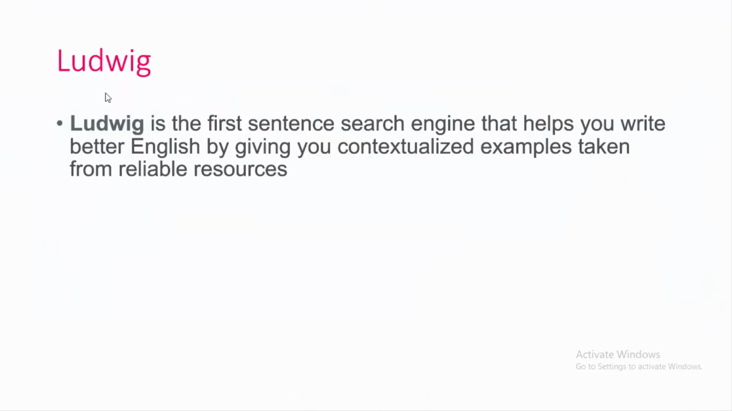Now the next software I want to talk about is Ludwig. It's a software which tells you, for example, I have written a sentence, so it tells me how other people have written the same sentence. As it says, Ludwig is the first sentence search engine that helps you to write better English by giving you contextualized examples taken from reliable sources.